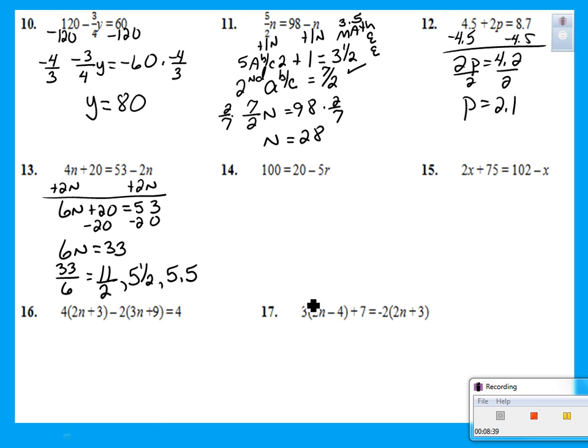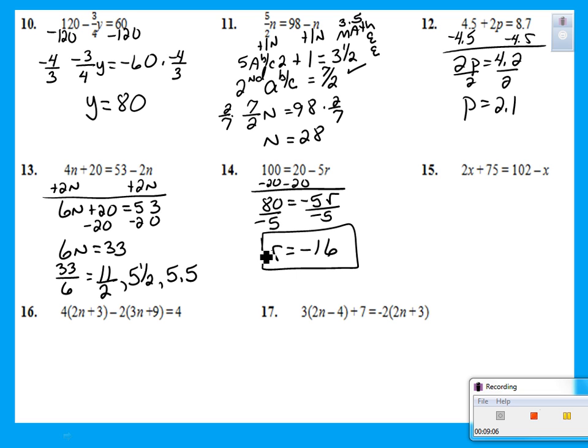Number 14, 20 minus 5r equal 100. I need to get rid of this 20 first. Do any addition or subtraction first. So I've got 80 equal negative 5r. Divide both sides by negative 5. So I'm going to get an answer of r equal negative 16. Short and sweet.